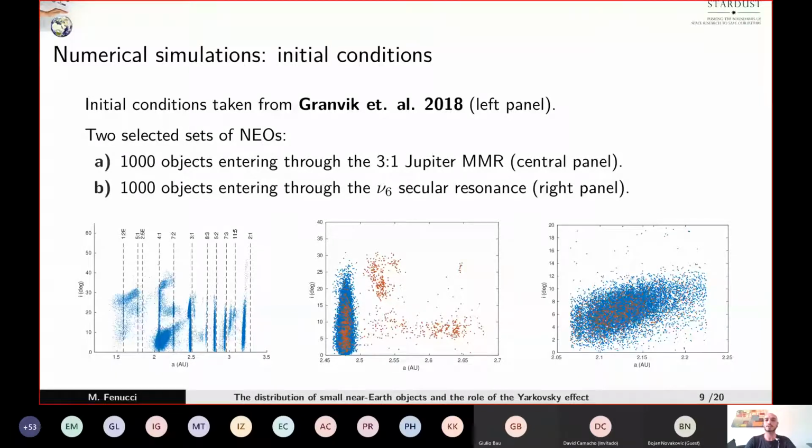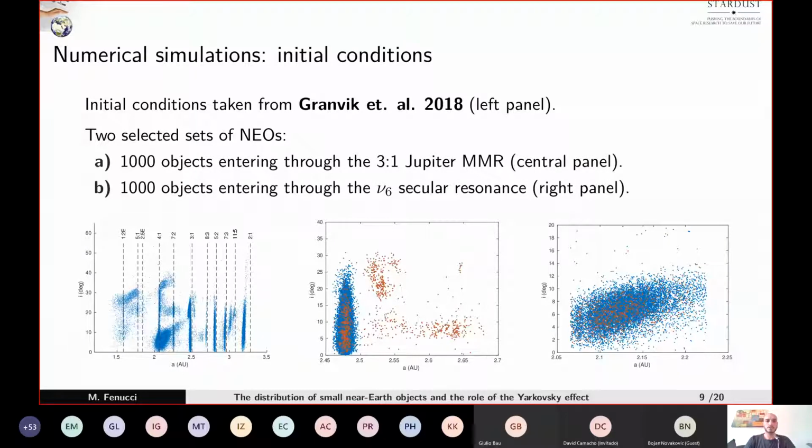The first one is the 3-to-1 Jupiter mean motion resonance, and we take 1,000 objects, 500 on the left-hand side of the resonance and 500 on the right-hand side. And here in the central panel, the red dots correspond to our choices of initial conditions. The second route that we take into account is the Nu-6 secular resonance, which is very important because it's the one that produces more Earth impactors. And also here we take into account 1,000 objects.